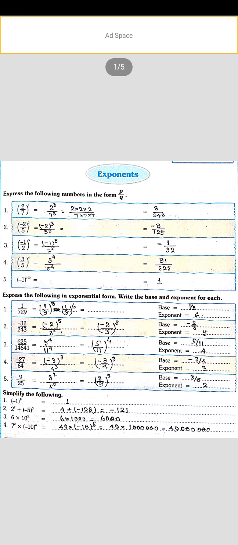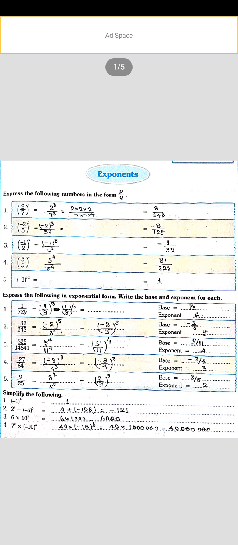Now express the following in exponential form. Write the base and exponents for each. Question number 1, 1 by 729. So first of all, prime factorize 729. You will get that 729 can be written as 3 raised to the power 6. So it can be written as 1 by 3 raised to the power 6. Here base is 1 by 3 and exponent is 6.